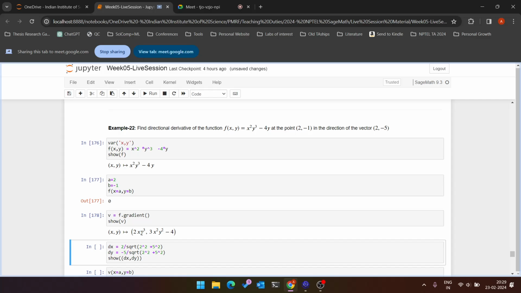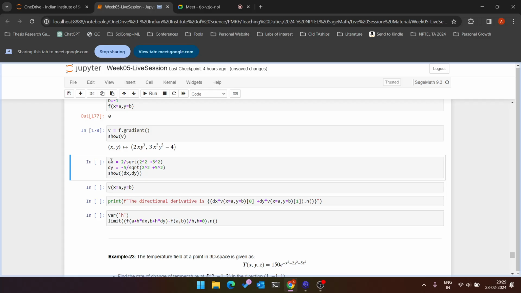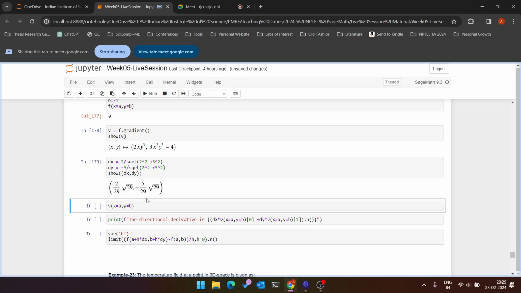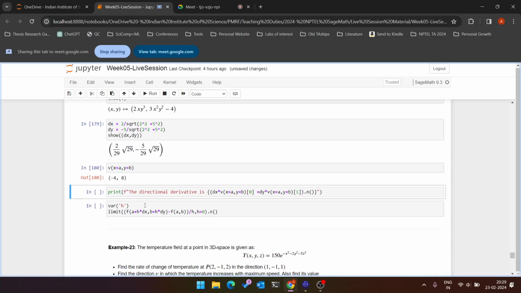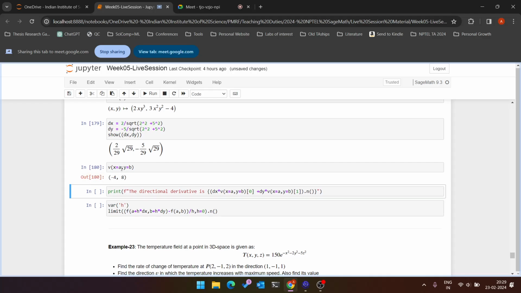Now, if I wish to calculate the unit vector along this direction 2 comma minus 5, it will have the components dx and dy, and it is basically 2 upon square root of 2 square plus 5 square and minus 5 upon square root of 2 square plus 5 square. So this is how the unit vector looks like. If I now calculate my gradient at x equals a and y equals b, it's basically minus 4 comma 8.